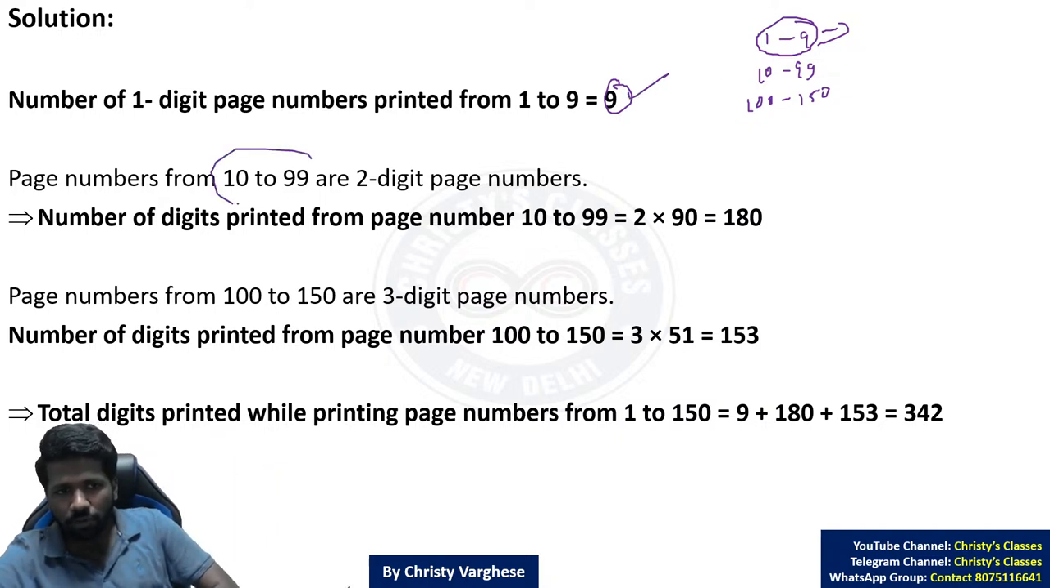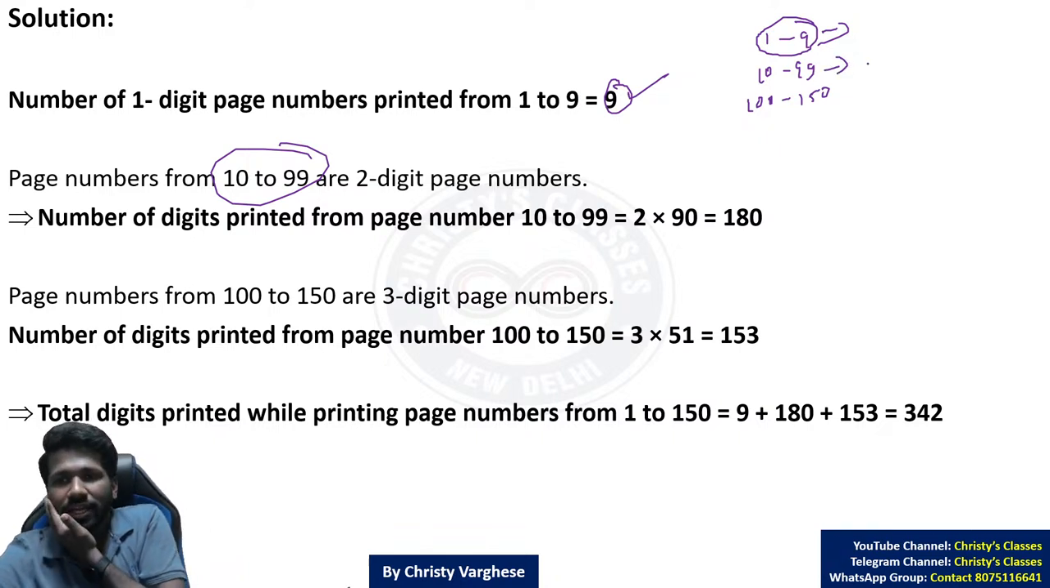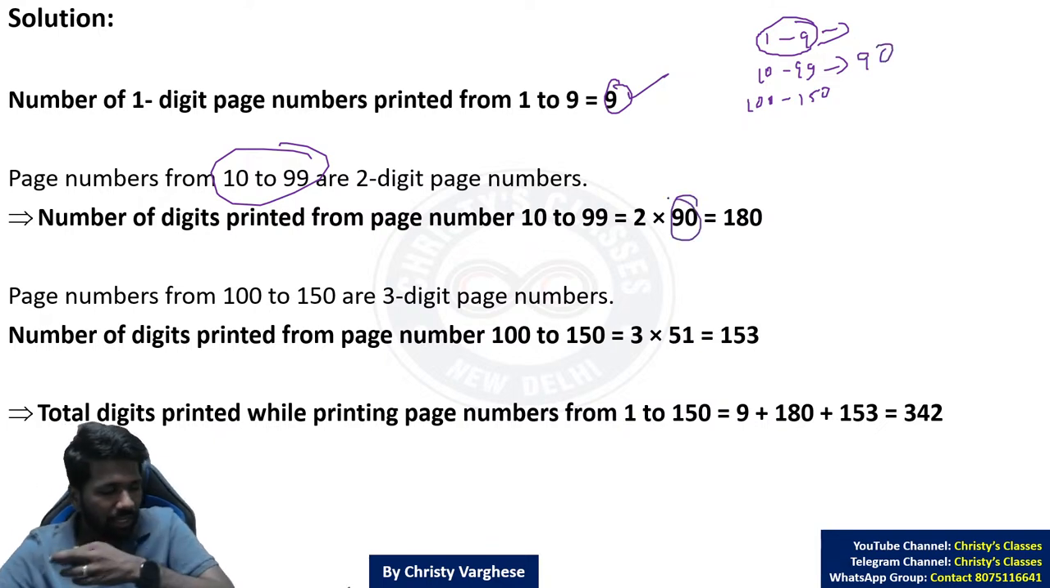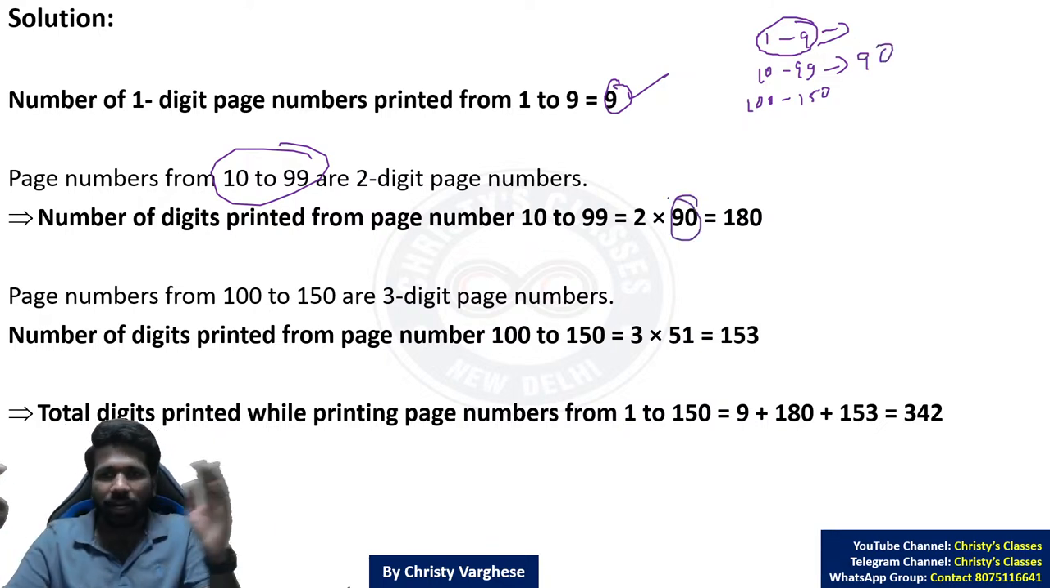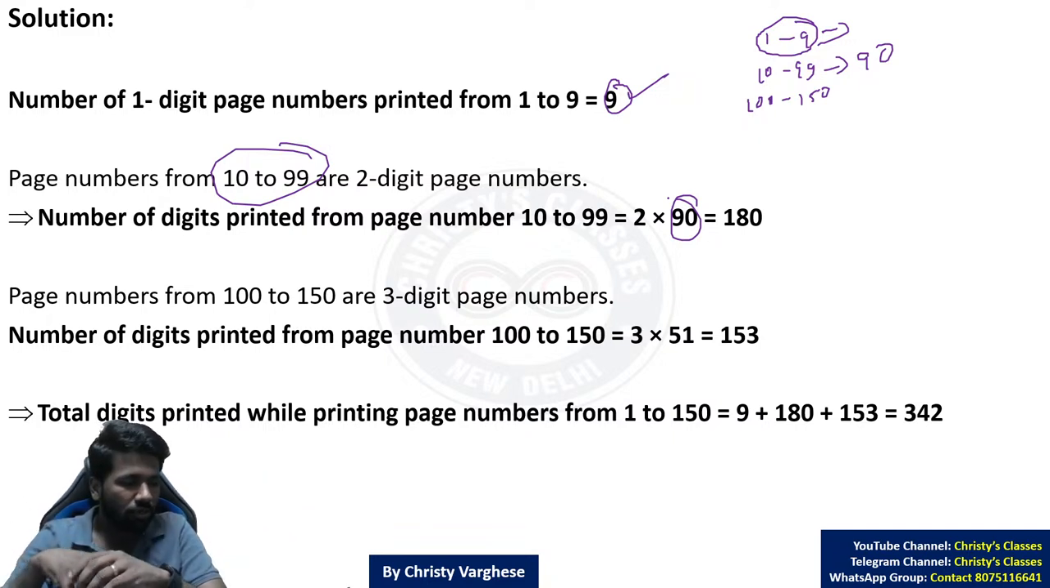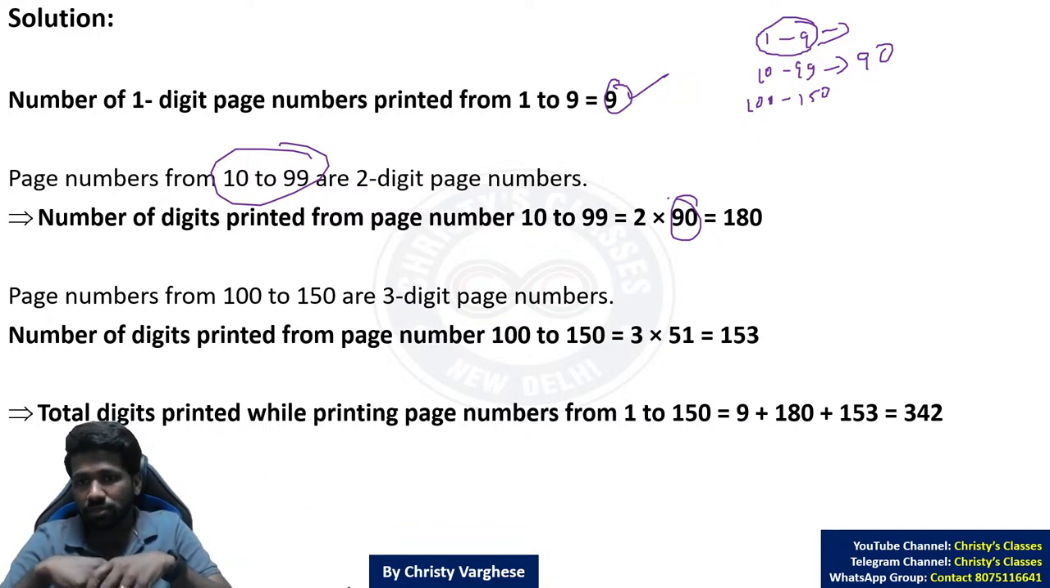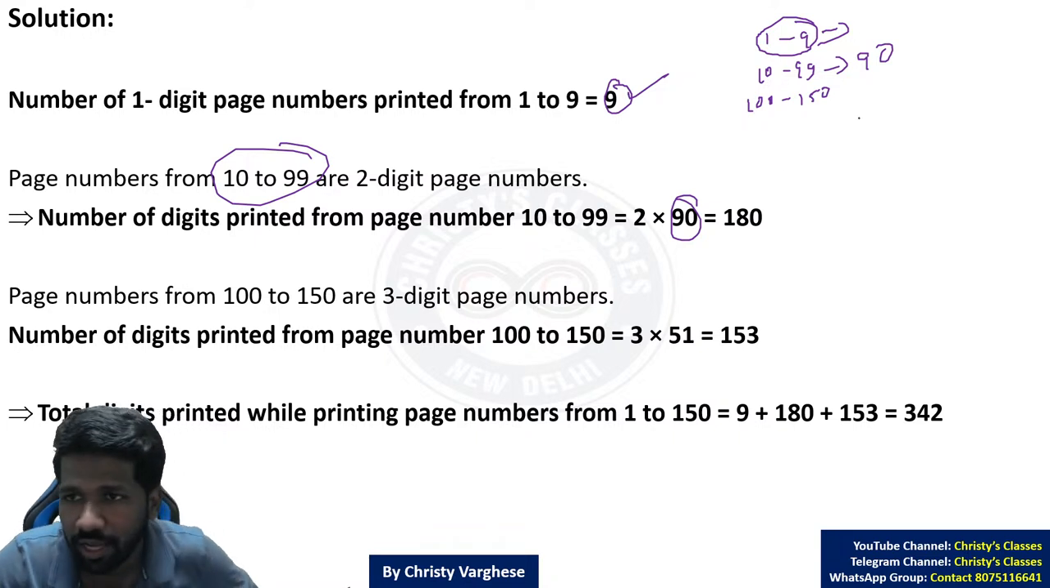But 10 to 99 are two-digit numbers. How many numbers are there? 99 minus 9, 90 numbers. Because 1 to 99 is 99 numbers, and the first 9 are not two-digit numbers. So 99 minus 9, 90 numbers. And 100 to 150, it is not 50 numbers, it is 51 numbers.